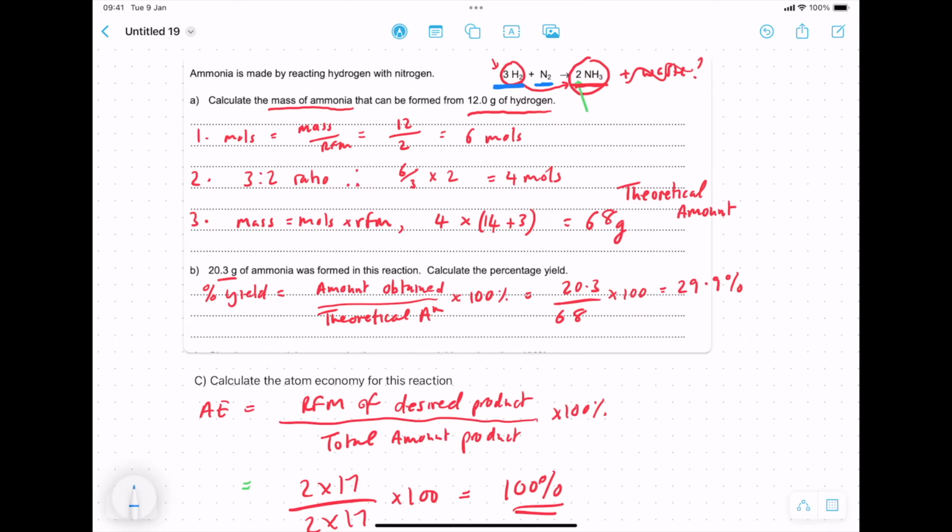So even though the yield is quite poor, it's worth persisting with this reaction, because even though you get a small amount, 100% of it is useful. And that is why atom economy is generally a better thing to consider when compared against percentage yield.